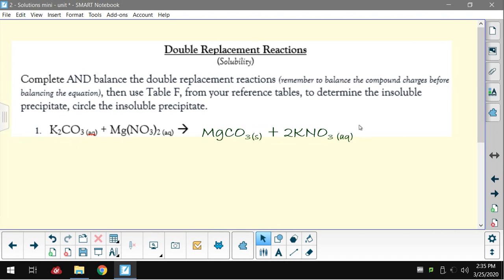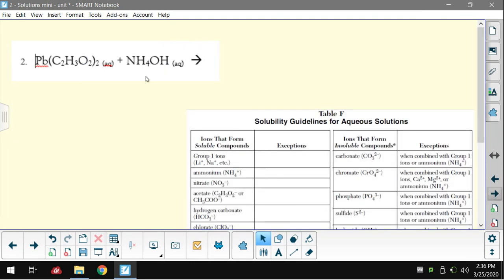So if they were both aqueous, then you would say, okay, this is not a reaction that's going to happen. This reaction would just be two liquids in solution and nothing's going to happen. But this one, because magnesium carbonate forms an insoluble precipitate, this one will occur. So while you're working on the worksheet, you can go through this as well. More of the same.